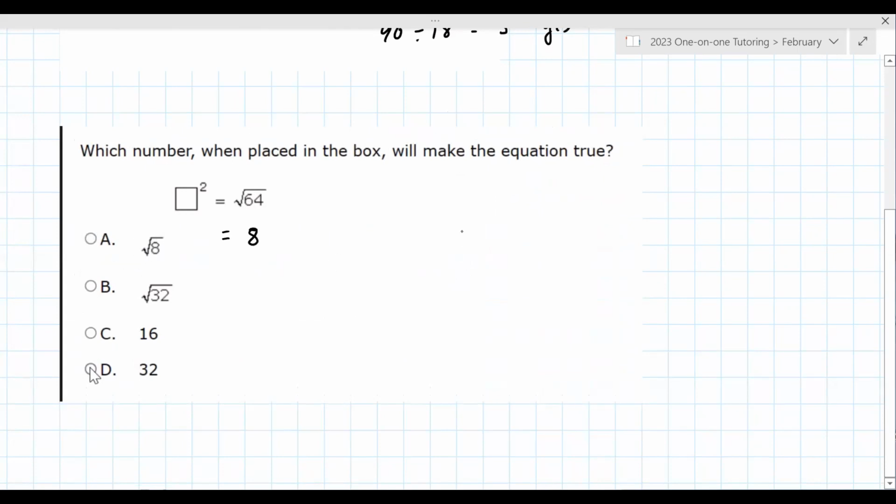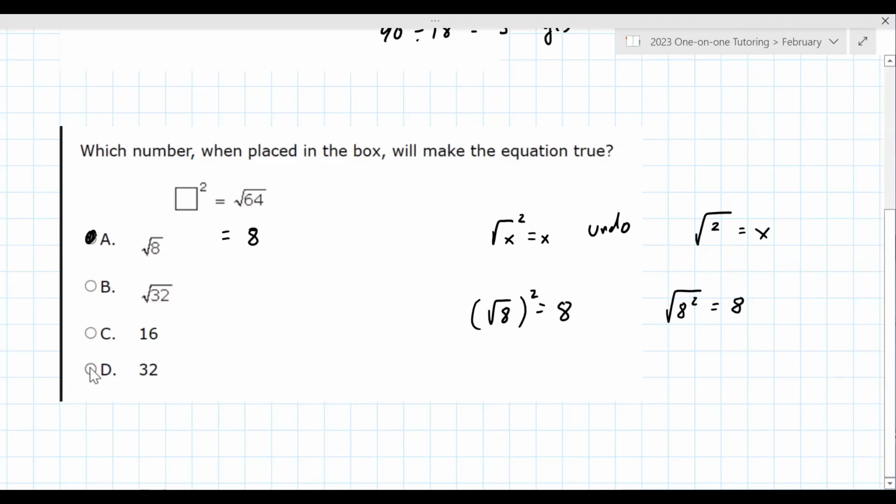You have to understand that the square root is undone by the square. So the square of the square root, these both undo each other, meaning you just get what's underneath. For example, in this case, the square root of 8 squared is 8. If you have 8 squared square rooted, that is also 8. And so the answer here would be A.